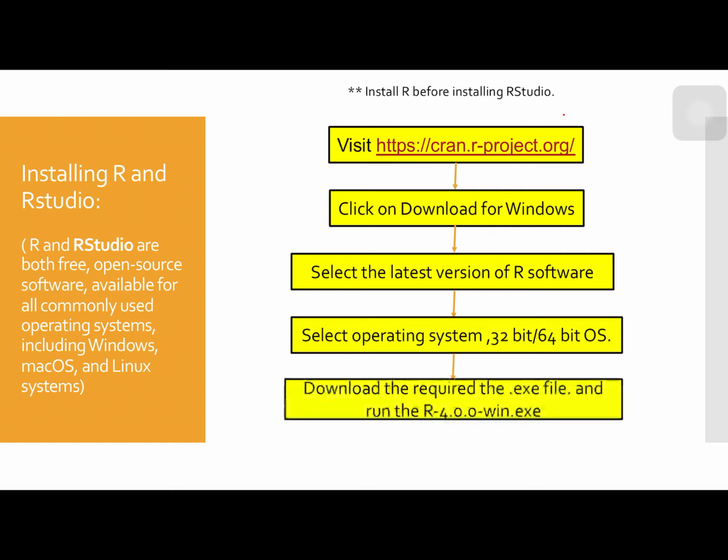Once you select the proper operating system, whether it is a 32-bit or 64-bit operating system, then you have to click on download the required exe file and run R-4.0.0-win.exe. Now once you click on the exe file, it will run the file and it will automatically get installed on your computer.